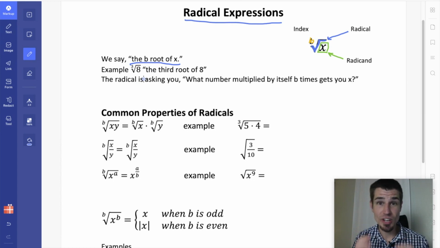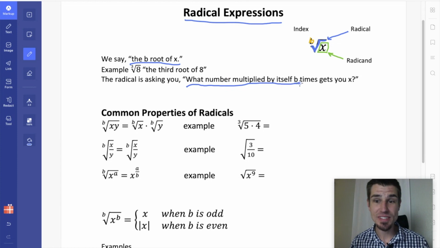And you need to realize the radical is asking you to do something. It is an operation, very similar to addition, subtraction, multiplication. They're telling you to do something. It's telling you to do something. But what does it want you to do? This is what it's telling you to do. It's asking you what number multiplied by itself b times gets you x.